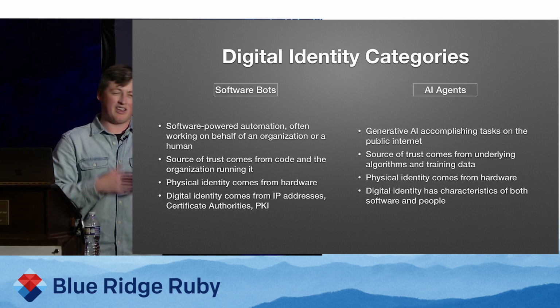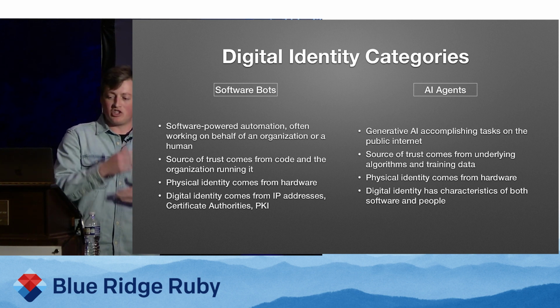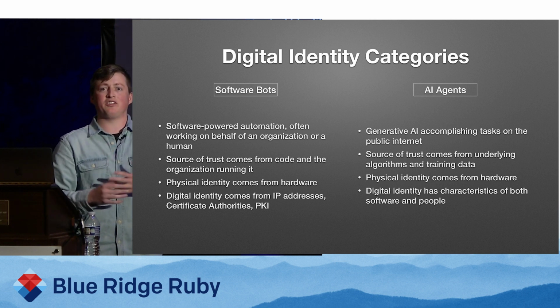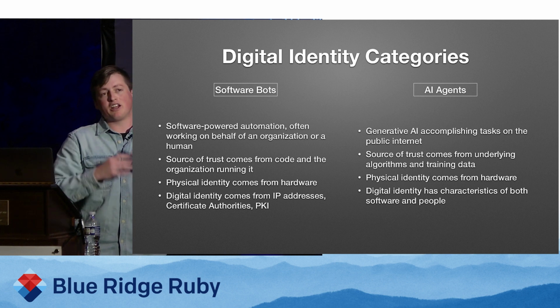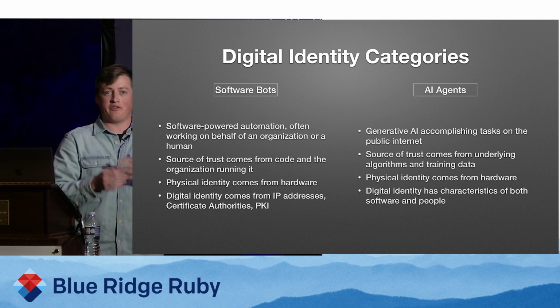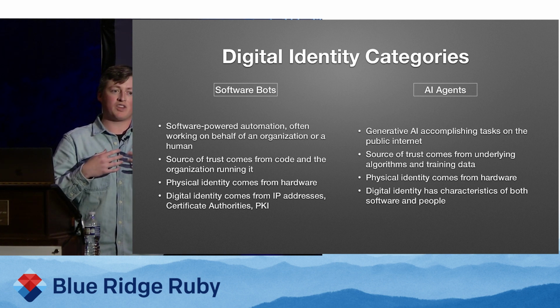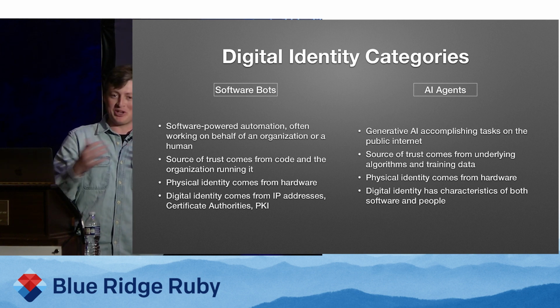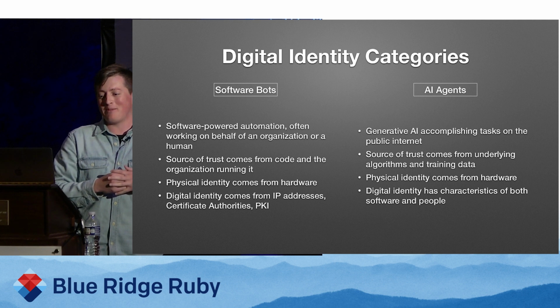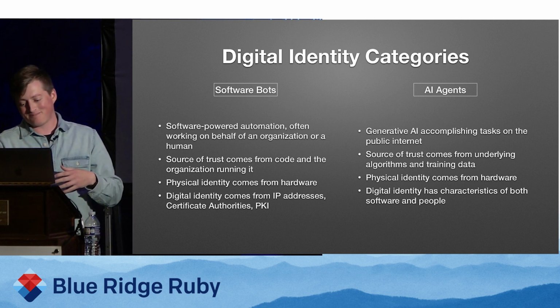Physical identity, again, might look like hardware. Digital identity maybe starts to have some characteristics of both software and people, but it's not clear yet how these generative AI systems are going to identify themselves to us on the internet. And I guarantee you, we're going to be bumping up against them on our web applications in the near future.